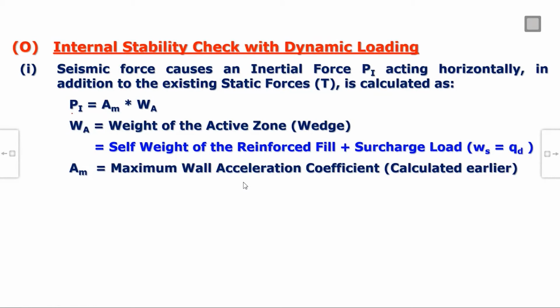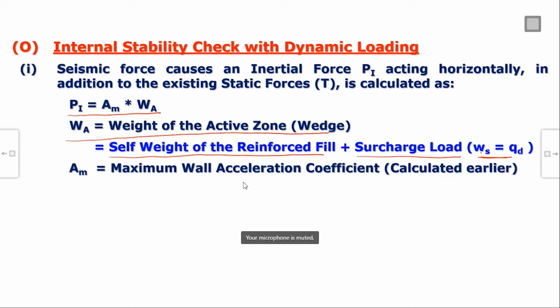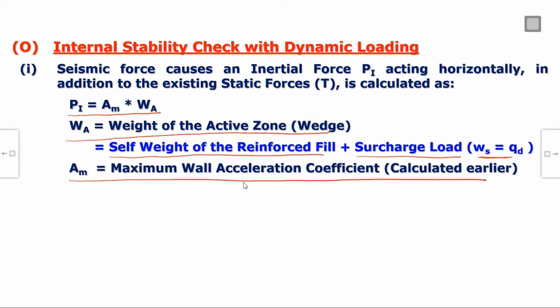First, this is the formula: Pi is equal to AM times WA. AM is the same as what we have done for the external stability check, same value of AM. And WA is the weight of the active zone, the wedge, which has become unstable. So this will be equal to the self weight of the reinforced fill plus surcharge load, taking only dead load. WS equal to QD. Live load you will not take. And AM we have already calculated, the maximum wall acceleration coefficient, previously.